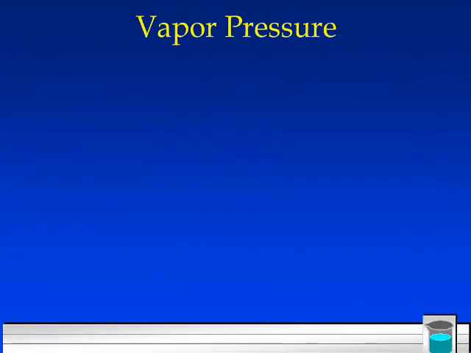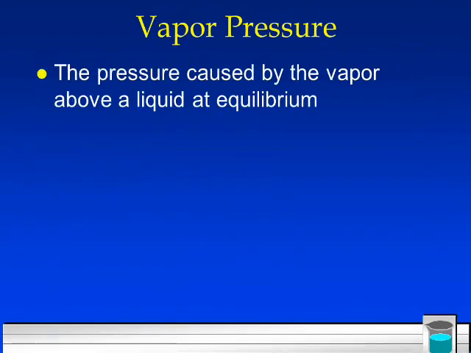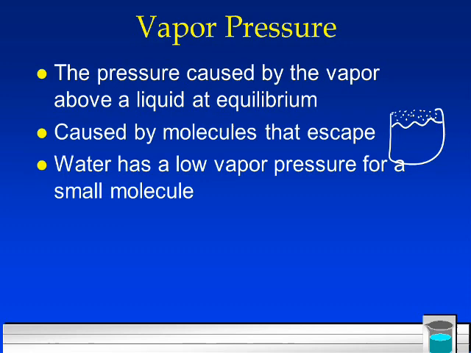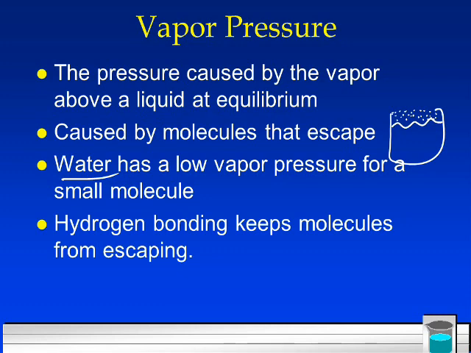Remember our friend vapor pressure. Vapor pressure is the pressure caused by the vapor above a liquid at equilibrium. So if we have a liquid here, remember things will evaporate. Water molecules, for example, will evaporate and go into vapor and create a pressure caused by the molecules that escape. Water has a low vapor pressure for such a small molecule. Now the hydrogen bonding will keep molecules from escaping. They just hold on to each other.